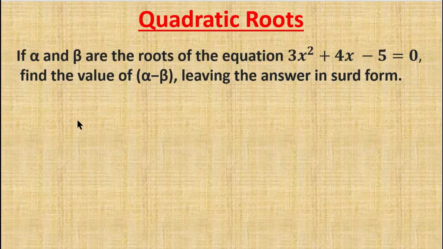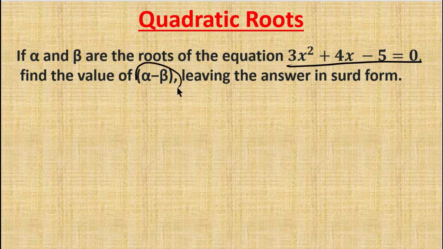In this video, we'll take a look at this question that says if alpha and beta are the roots of the equation 3x squared plus 4x minus 5 equals 0, we have to find the value of alpha minus beta, leaving the answer in short form. I want you to take note of this phrase that says we should leave the answer in short form.